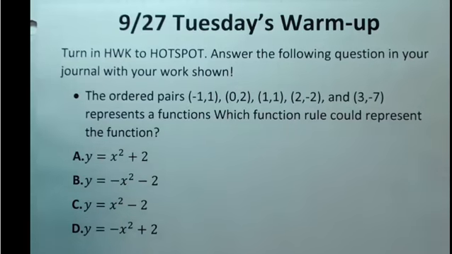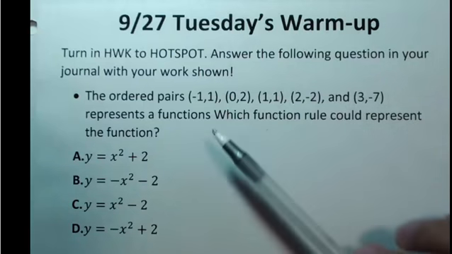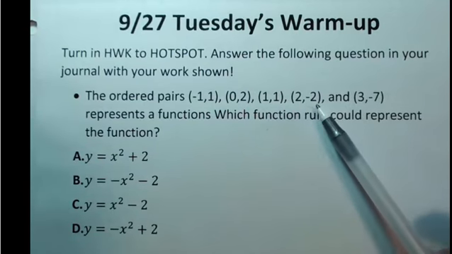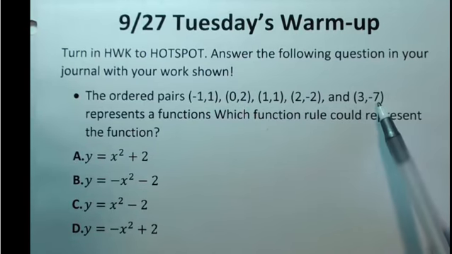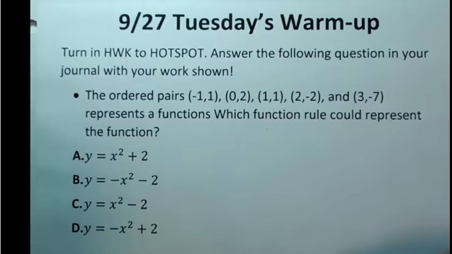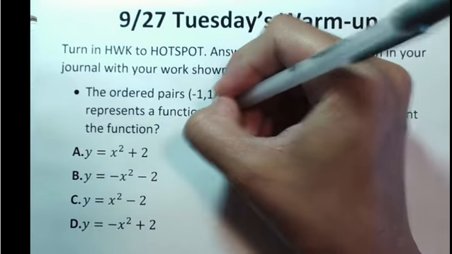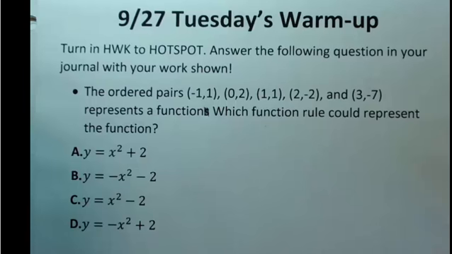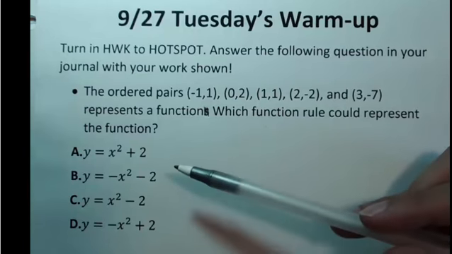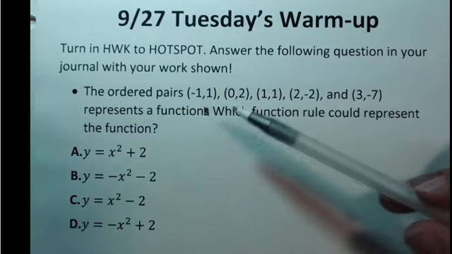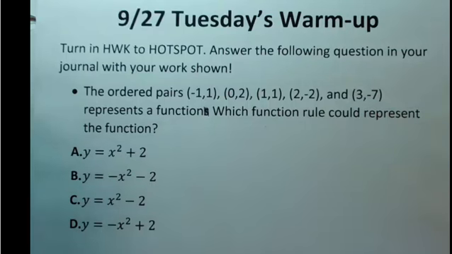So the question reads, the ordered pairs (-1, 1), (0, 2), (1, 1), (2, -2), and (3, -7) represent a function. Which function rule could represent this function? So they give us the points. They want us to see which one of these function rules would represent all of these points on that function.